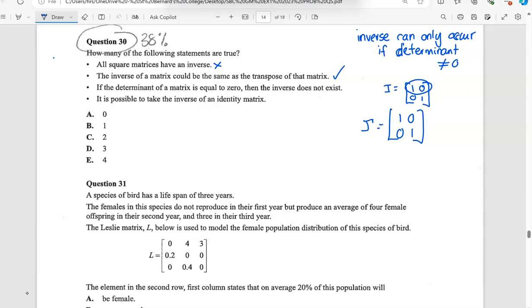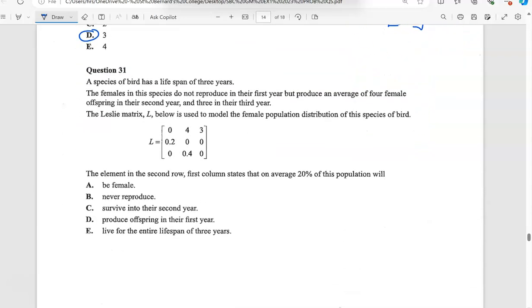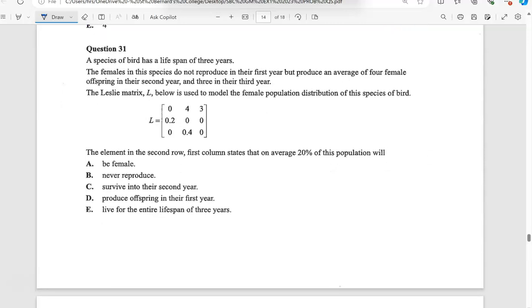If the determinant of a matrix is equal to 0, then the inverse does not exist. Well, I just wrote that fact, so that is true. And is it possible to take the inverse of an identity matrix? I just did that. Yes, so that is true. So how many of these are true? It is D. So really knowing your stuff is important, so do it in your revision so that you have all your facts right in your head to help you.